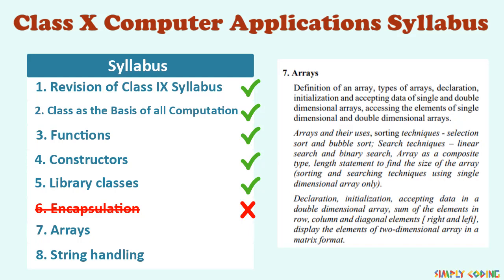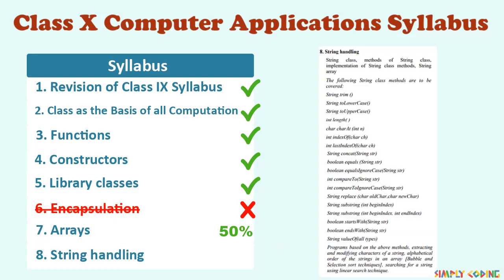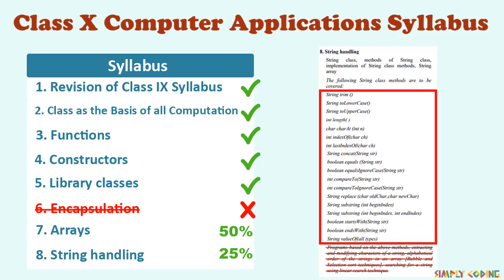In arrays, only single-dimensional arrays are remaining. The whole section on double-dimensional arrays has been removed. Selection sort and binary search have also been removed. That leaves only bubble sort and linear search. In strings, in further reduction, they have removed the programs, and for all string methods, only questions on syntax, purpose, and working example with output can be asked.